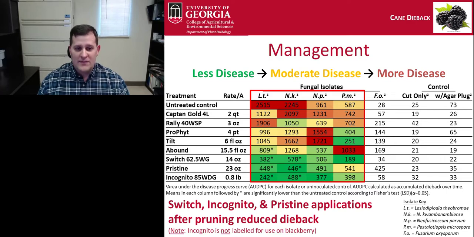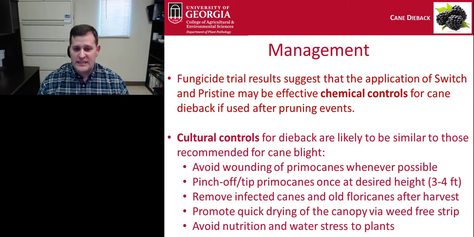And so these trials indicated that Switch and Pristine applications may be effective chemical controls for cane dieback if used after pruning events. Other recommended controls for cane dieback are very similar to those that I already named, and I won't go through them again for cane blight. But again, avoiding wounding of the primocanes wherever possible is likely important as well for cane dieback.